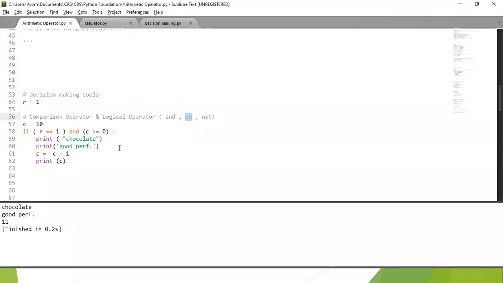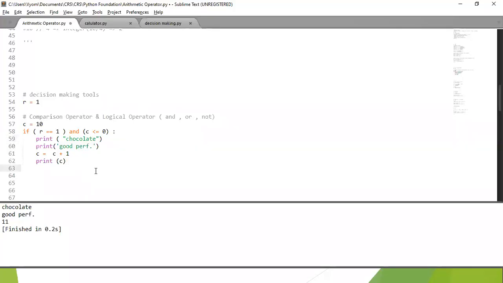Next is OR. What is the definition of, let's complete AND first. Now, if I do this, then what happens? Will this get executed or not? Will chocolate, good performance, and 11 get printed or not? Please reply in the chat. What will happen in this case? Will it get printed or not? Yes or no?